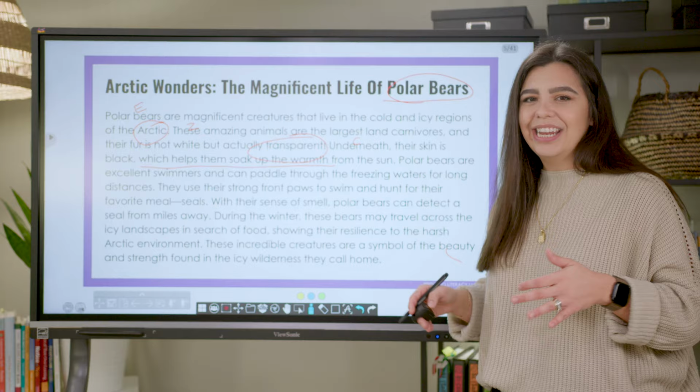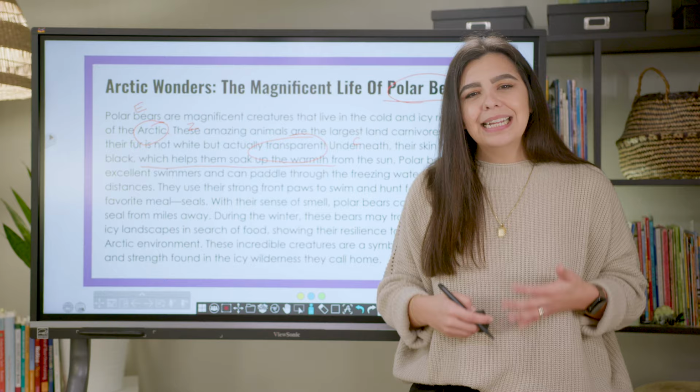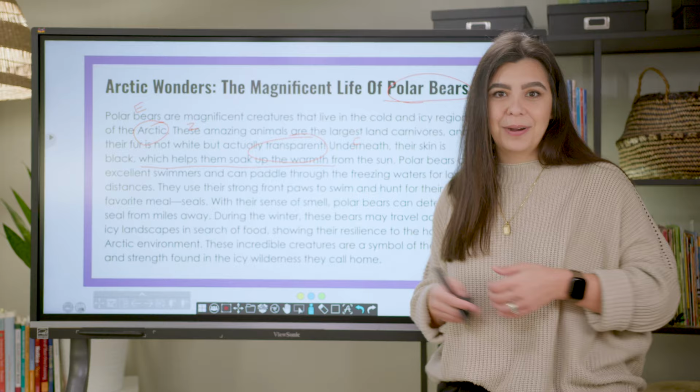So the key here is that it's not intended to be complicated or over the top. It's meant to help keep our students engaged and help them be able to process what they're reading in order to comprehend this text better.